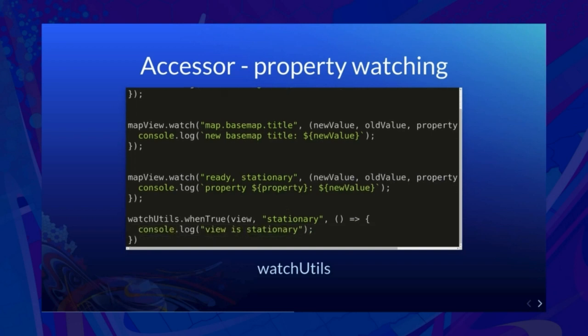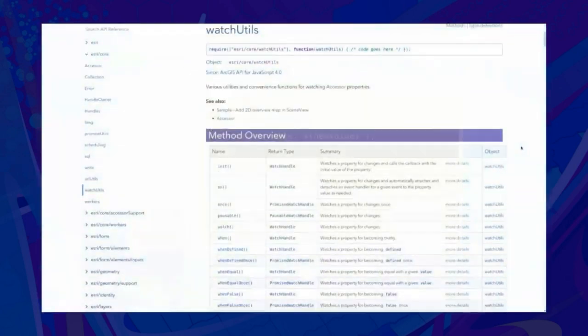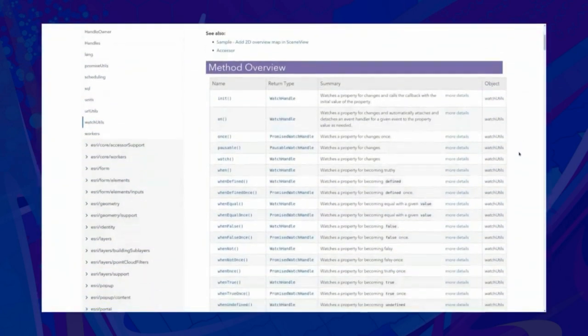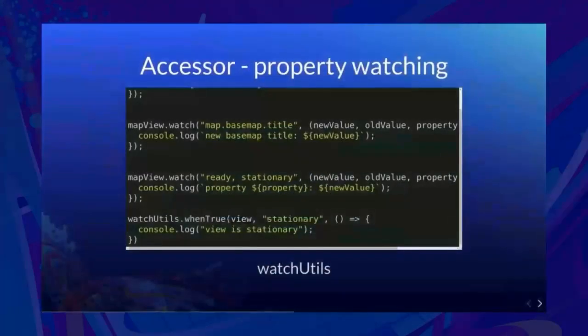We also have a helper module called watchUtils, which has functions such as whenTrue, whenFalse, and so on, so we can watch for very specific things to happen. For example, on the view, there is a property called stationary that's Boolean, so it's either true or false. If I want to watch for when that property is true, I can use the whenTrue helper of watchUtils to monitor when that happens.